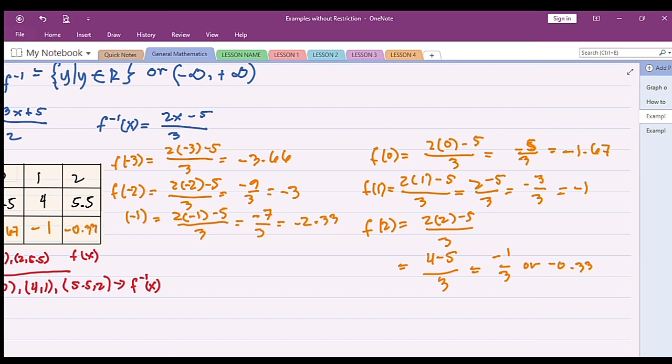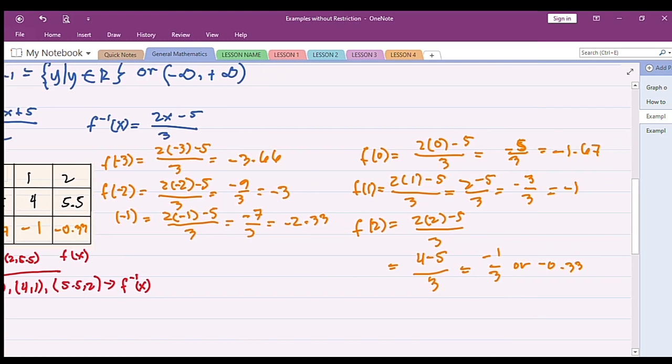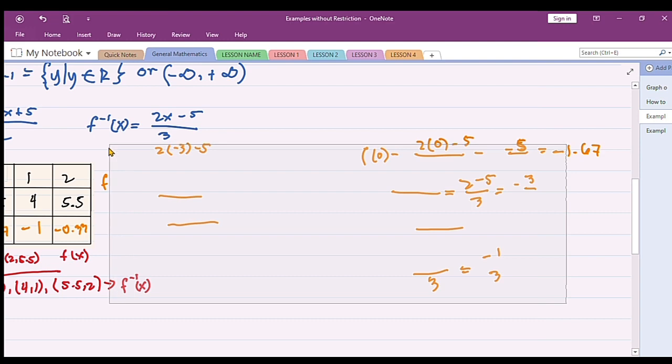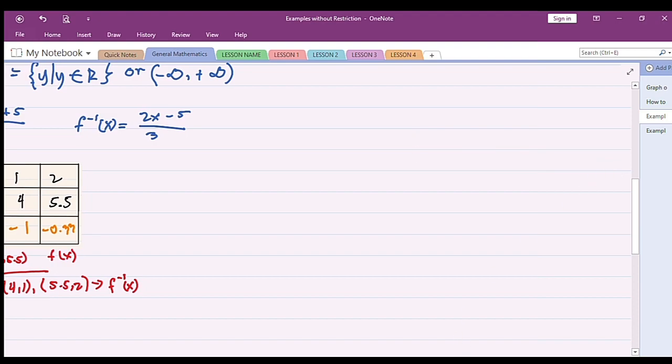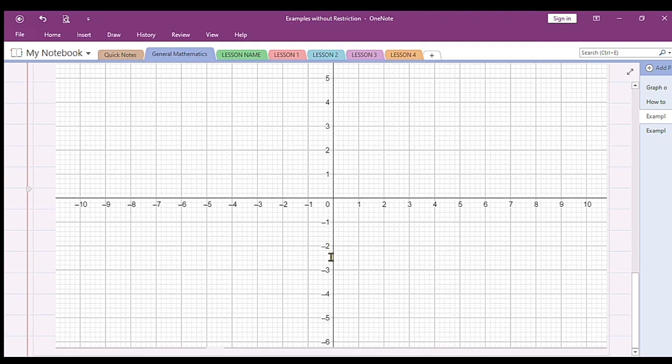After that, we can now plot. Pwede na natin siyang i-plot doon sa grid line natin or doon sa Cartesian natin. After we plot, kailangan na natin siyang i-graph. Pero before we graph, kailangan natin i-plot muna yung line of symmetry natin, showing that x is equals to y or y is equals to x. So let's try to find that. Ito na yung Cartesian natin.